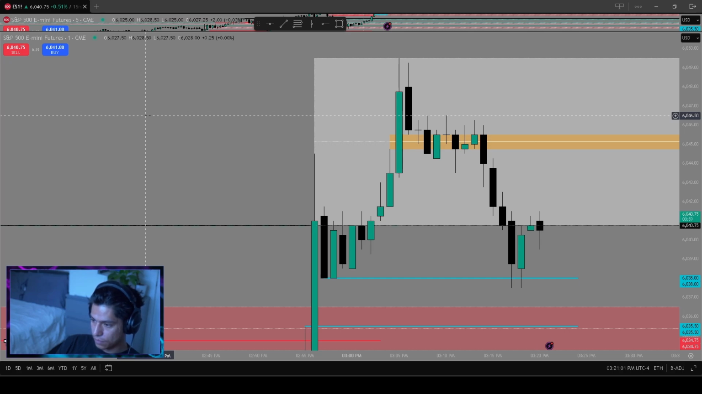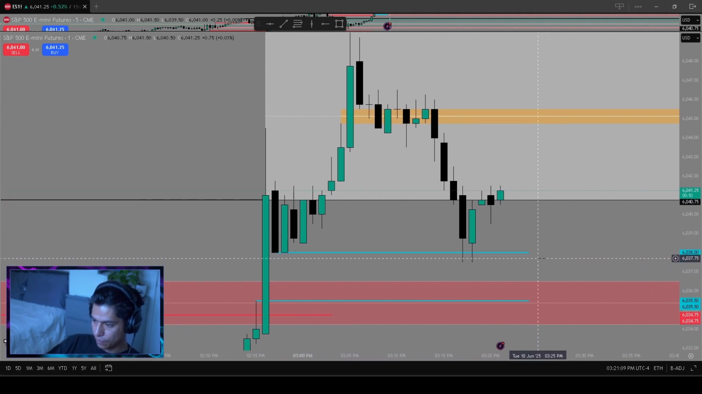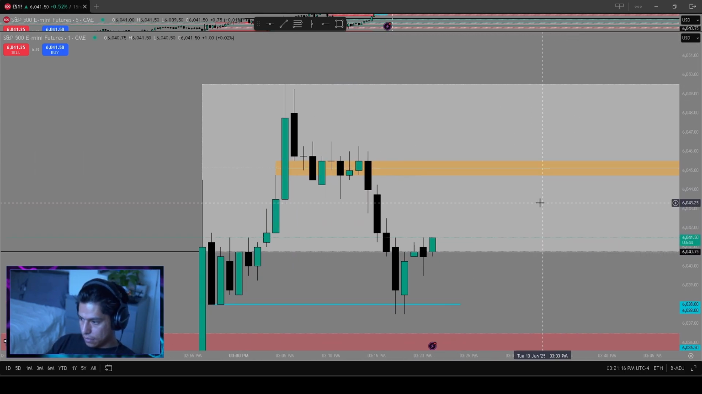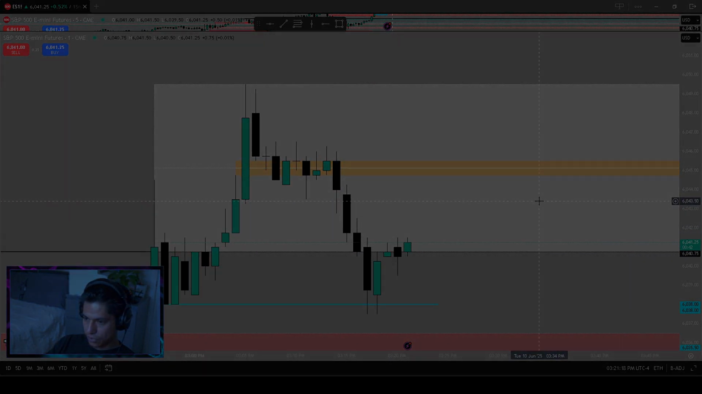But yeah, I think that was a pretty accurate trade. We sold exactly where we were supposed to. We're now reacting off of this fair value gap. And I think that's kind of it for me trading today.